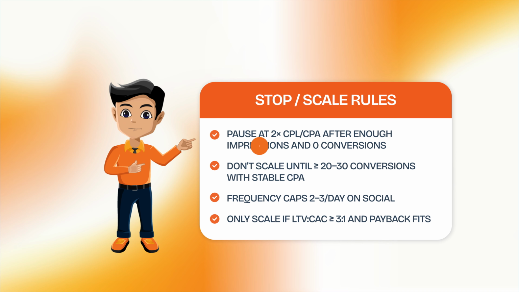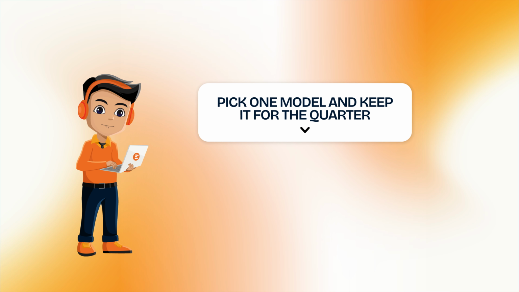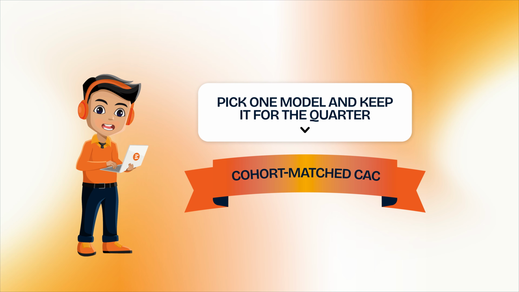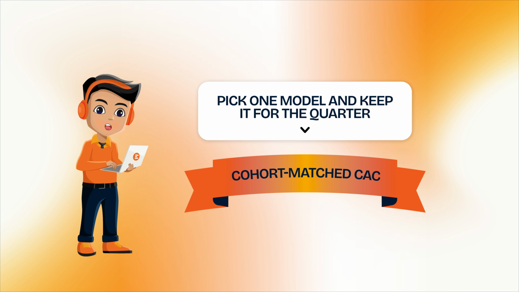8. Attribution assumptions, be explicit. Pick one model for decisions, last non-direct click, or data-driven if available, and stick with it for the quarter. Use cohort-matched CAC: match spend weeks to the cohort that converted, so you don't fool yourself with timing lags.